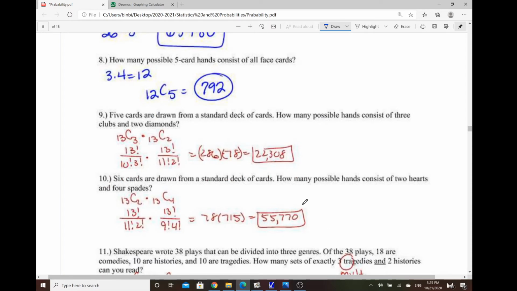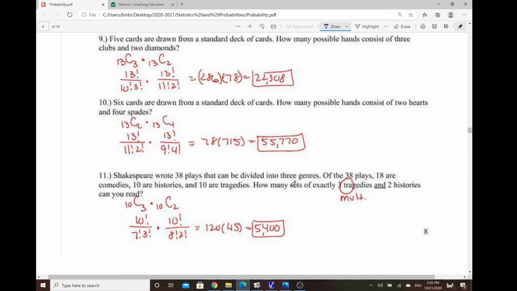So now for the rigorous problem. 5 cards are drawn from a standard deck of cards. How many possible hands consist of 3 clubs and 2 diamonds? So that would be 13 choose 3. Again, the keyword is and, so that means multiplying. So 13 choose 2. So 13 factorial over 10 factorial, 3 factorial, times 13 factorial over 11 factorial, 2 factorial. So multiply, finding the combination for each result, and then multiply them together. So it's 22,308.